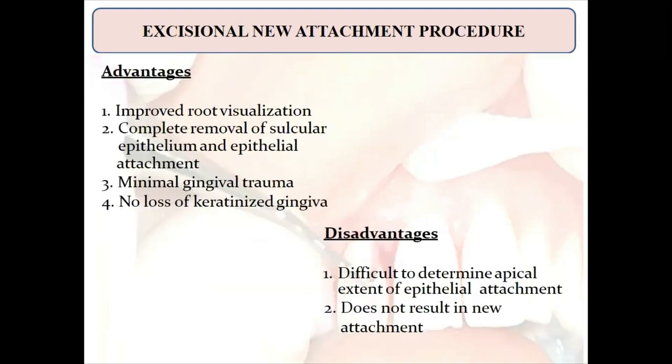Talking about the advantages of ENAP, since you're giving an excision, it improves root visualization, and complete removal of the sulcular epithelium and epithelial attachment can be achieved. It leads to minimal gingival trauma because you are giving a very sharp, clear excision and excising the tissue very neatly, and there's no loss of keratinized gingiva. However, it is quite difficult to determine the apical extent of the epithelial attachment, and it does not result in new attachment.